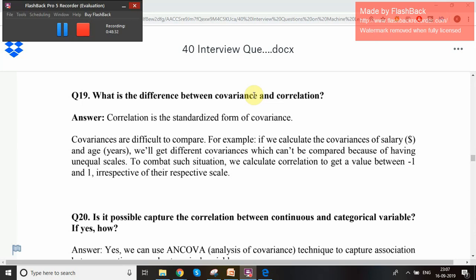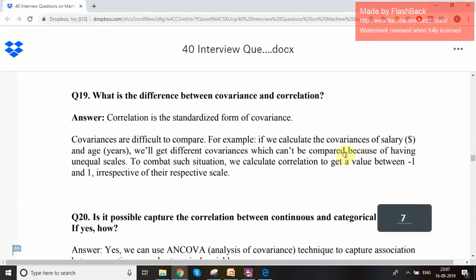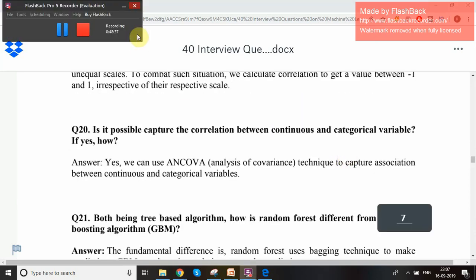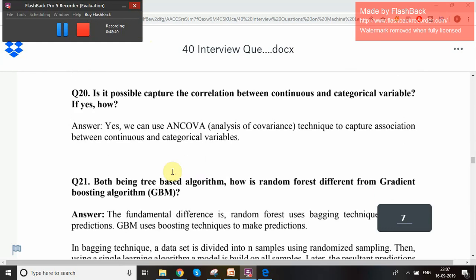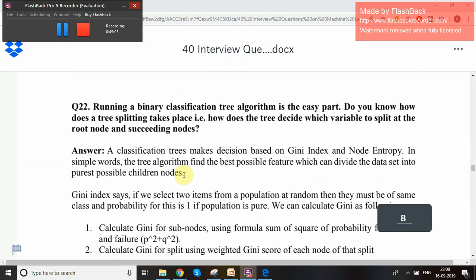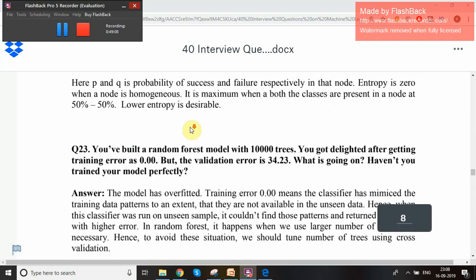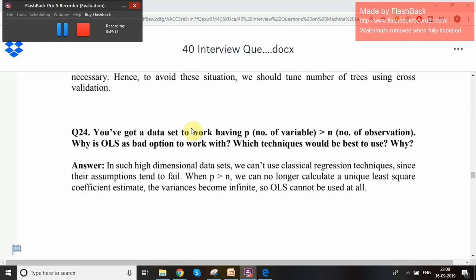Is it possible to capture the correlation between continuous and categorical variables? If yes, how? Yes, for that we use ANOVA, where ANOVA means capturing the association between continuous and categorical variables. How a tree-based algorithm or random forest is different from others, we have to discuss in the coming sessions. Running a binary classification tree algorithm, this is also a decision tree, we'll discuss in the coming classes. If you have built a random forest, this is also random forest.